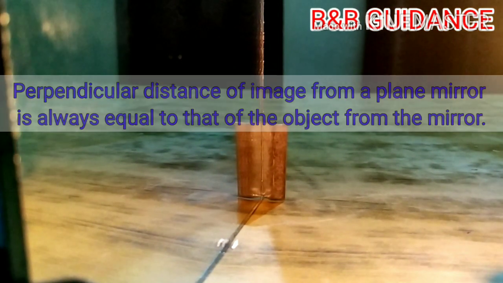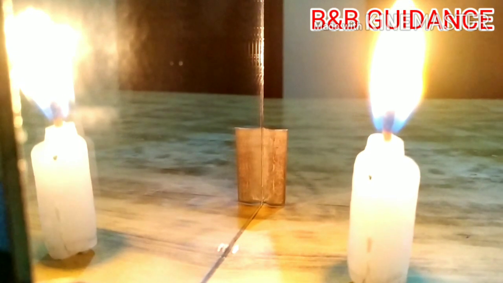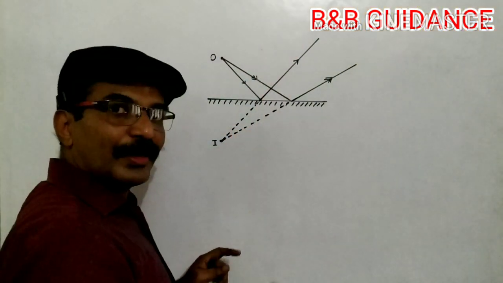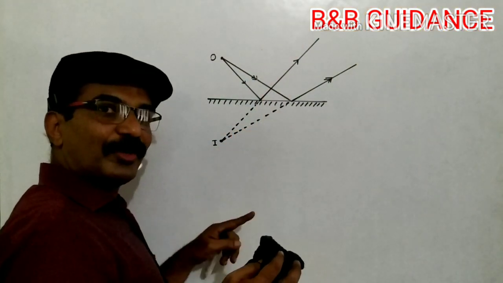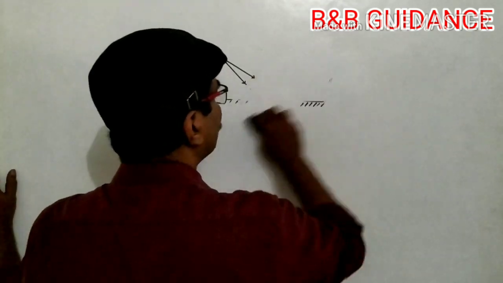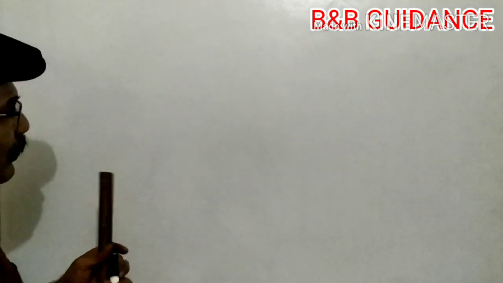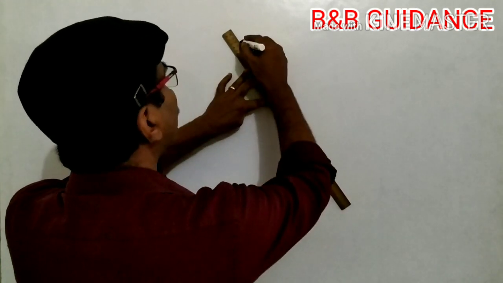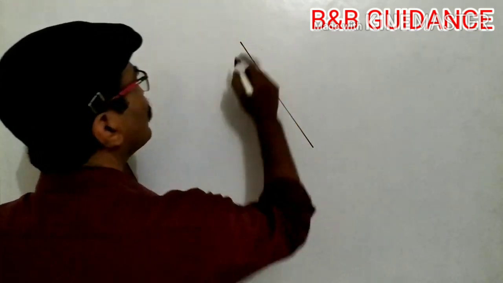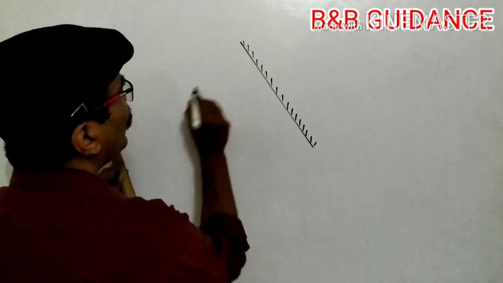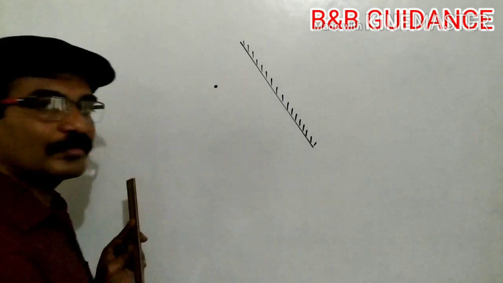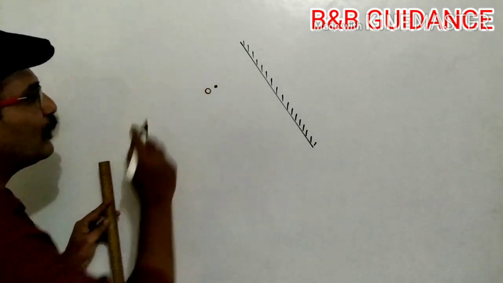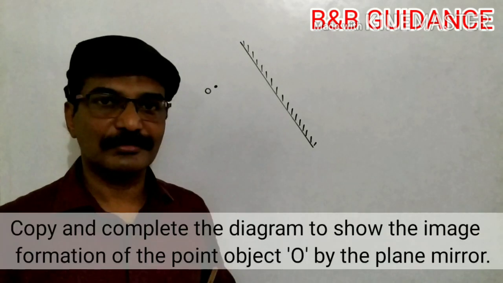Well, let it be there. We will go back to our class. Now let me ask you the same question in a different way. See, suppose the mirror is inclined like this. Here is the mirror and the object is here. You have to show the image formation.